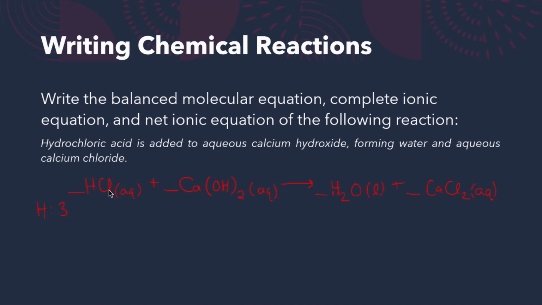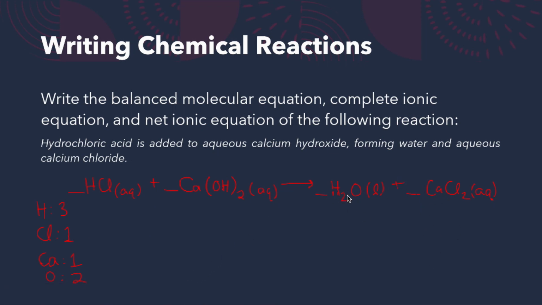And for Cl, we have 1 Cl over here. Then we have calcium, we have 1 of that. And we have an O over here, and we have 2 of them since it's in the parentheses. And since we already counted the hydrogen in here, over here, we're going to leave that be.